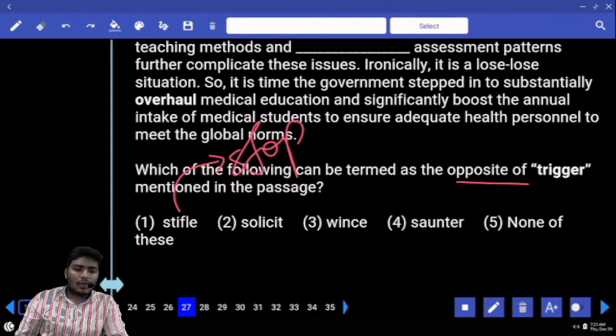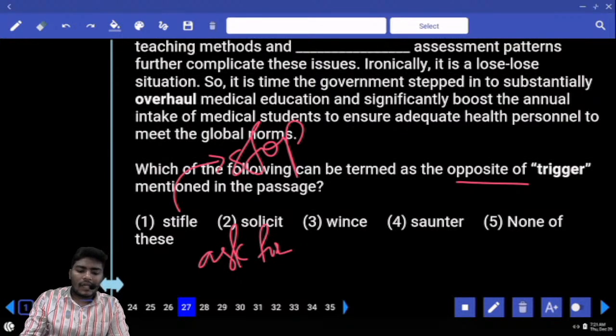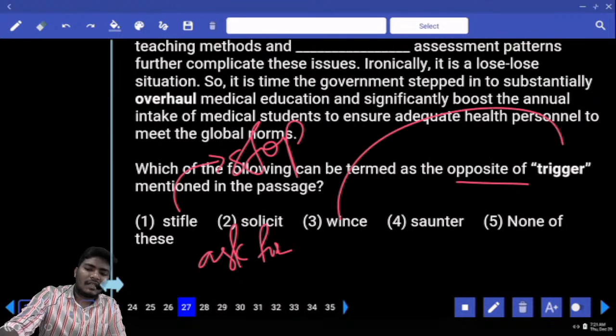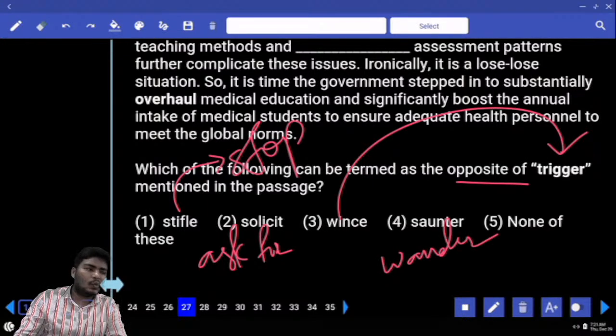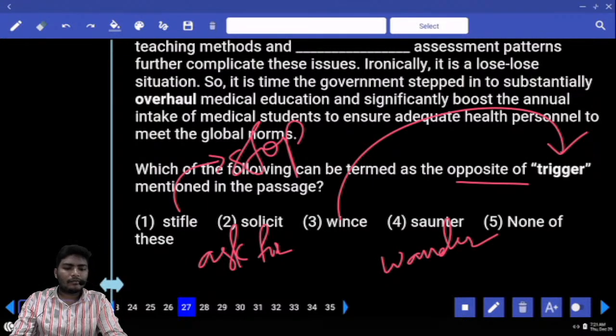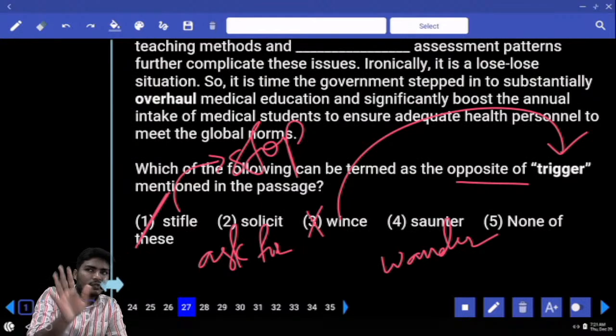Next, solicit. Solicit is to request, like ask for something. Next, wince is the same meaning of trigger. Next, saunter is a person who wanders. Wander in the sense who roams unnecessarily. Now we need opposite. Synonym is the eliminate that. Now we need to go for the opposite of starting. What you can use as the opposite of starting? What is your answer? Stifle. Stifle is to stop something, obstacle, not to happen.